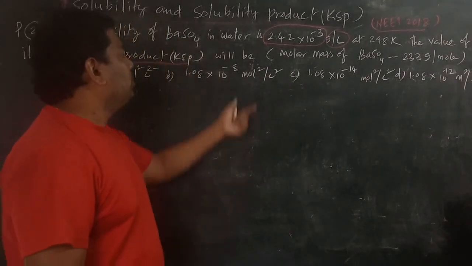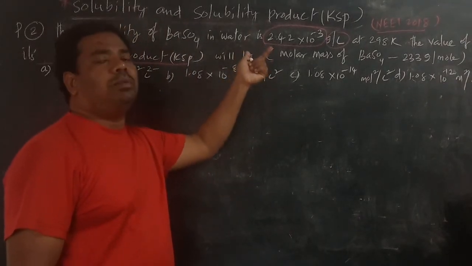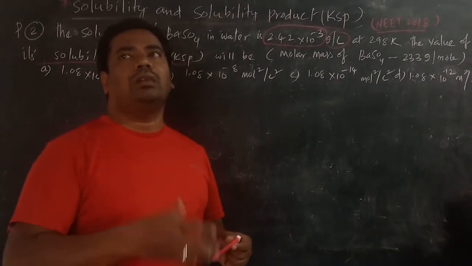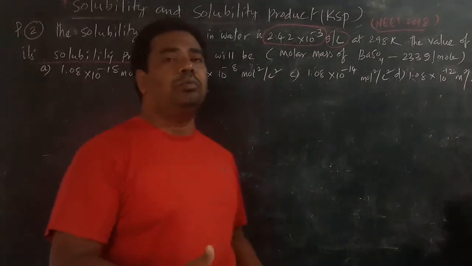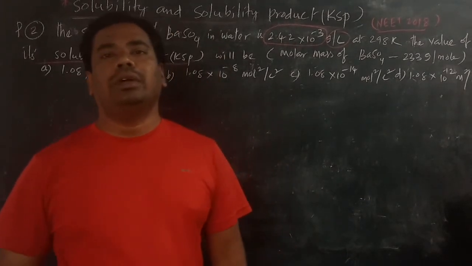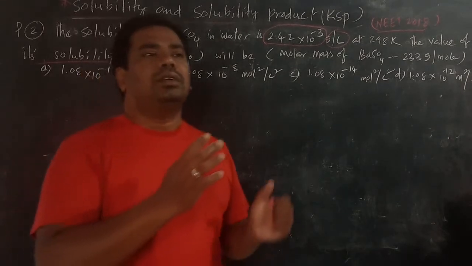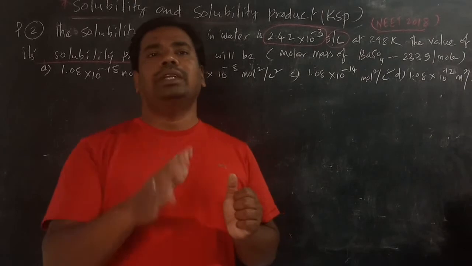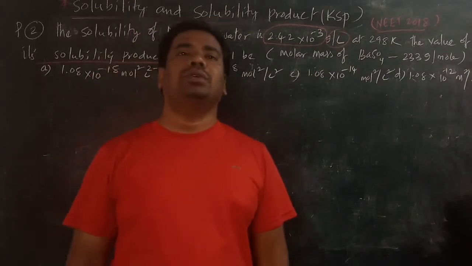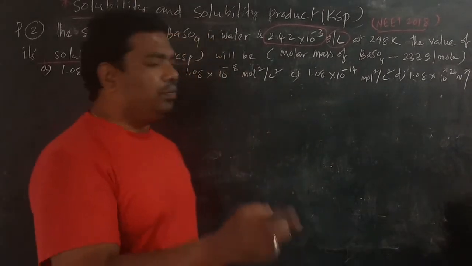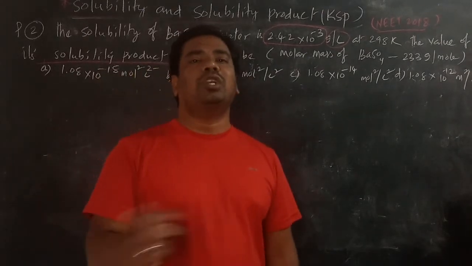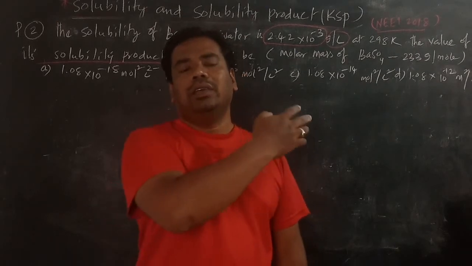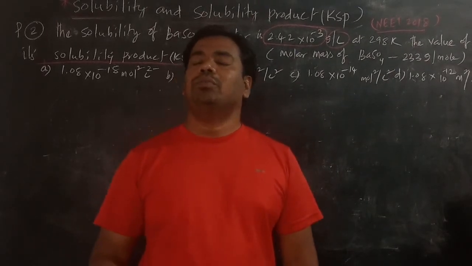The previous problem we have already done: moles per liter can be converted into gram per liter by multiplying the moles per liter with its molecular mass. Or to convert gram per liter into moles per liter, take the value and divide by the given molecular mass.